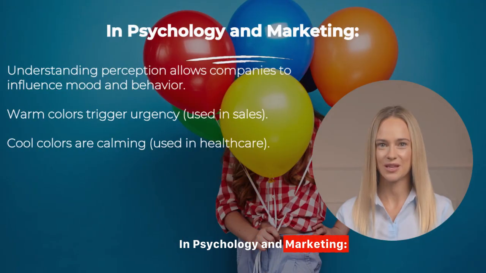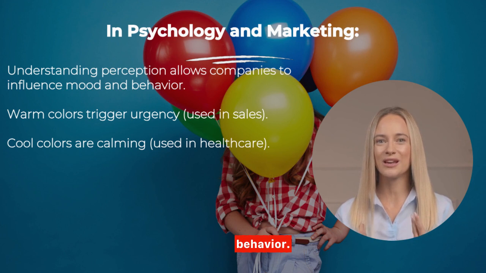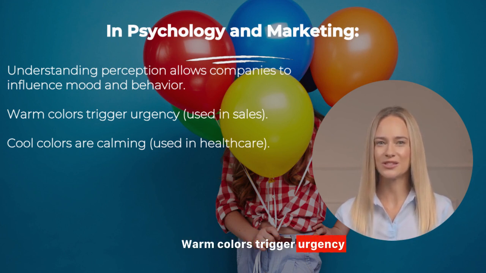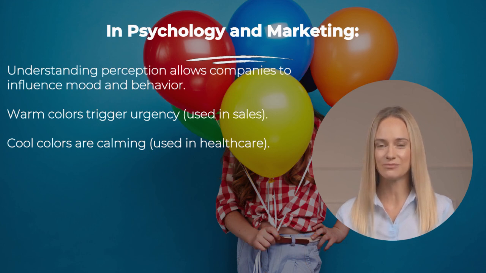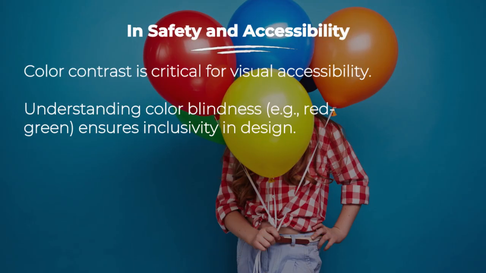In psychology and marketing, understanding perception allows companies to influence mood and behavior. Warm colors trigger urgency, used in sales. Cool colors are calming, used in healthcare. In safety and accessibility, color contrast is critical for visual accessibility. Understanding color blindness, e.g., red-green, ensures inclusivity in design.